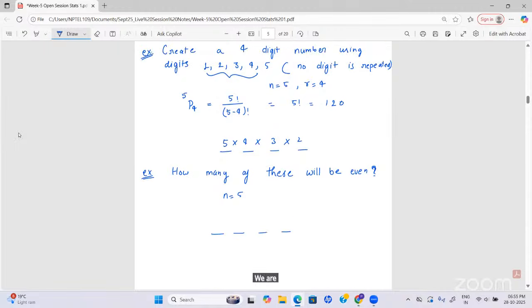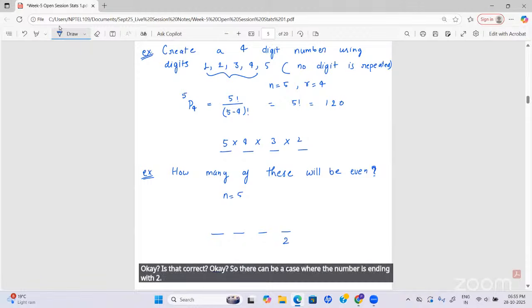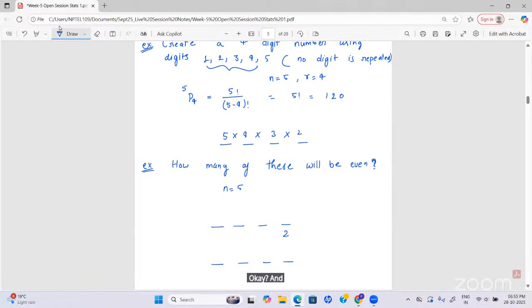We are given the digits 1, 2, 3, 4, 5. To make the number even, the number should end with either 2 or 4, right? Then only the number will be even. So there can be a case where the number ends with 2, and another case where the number ends with 4. Now we'll see the number of possibilities. For the last position, we have fixed this number, so there is only one way to fill this position, right?